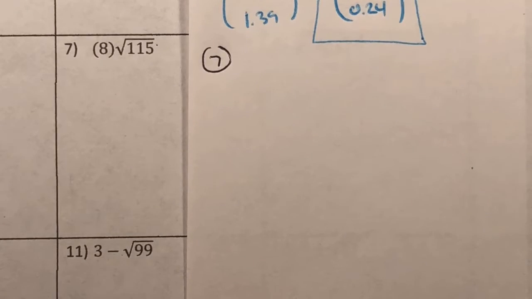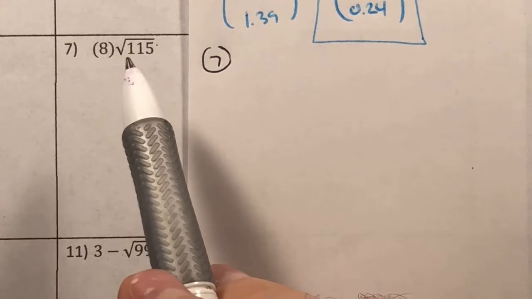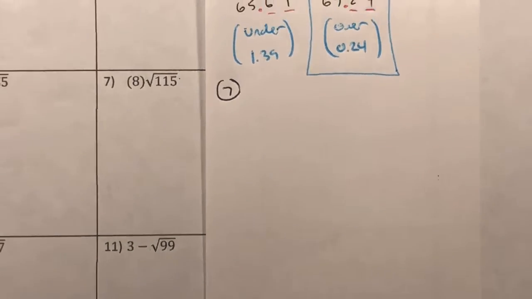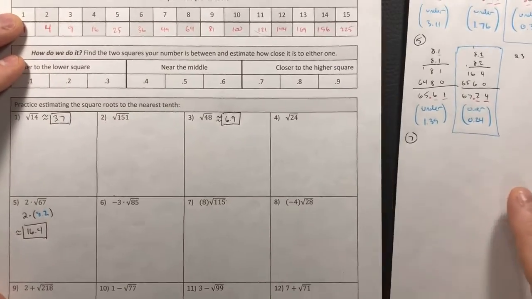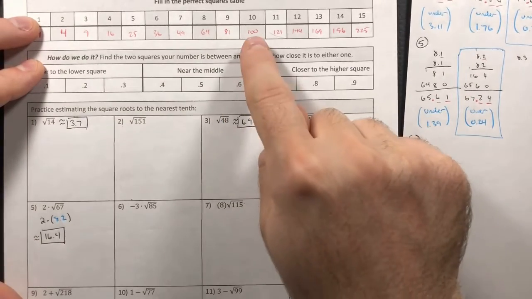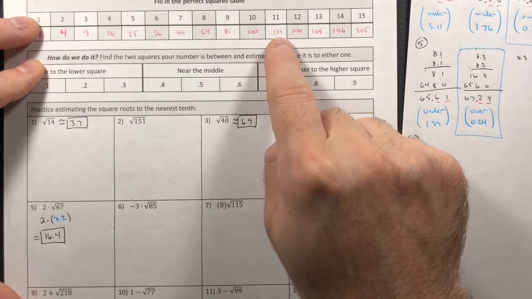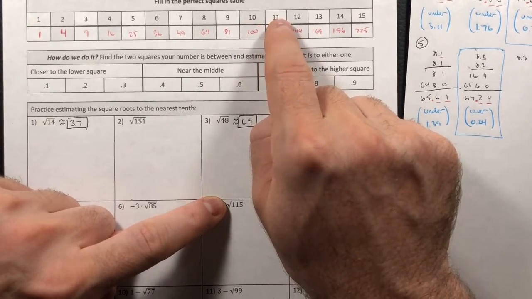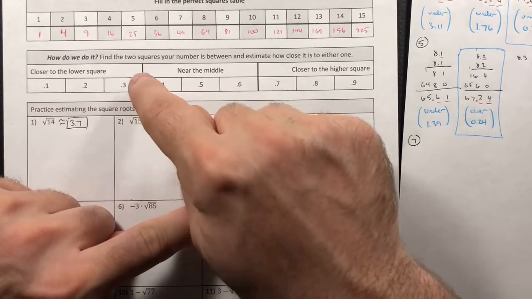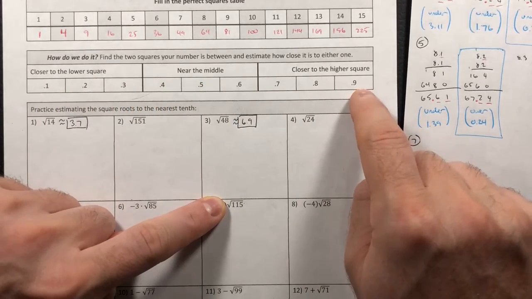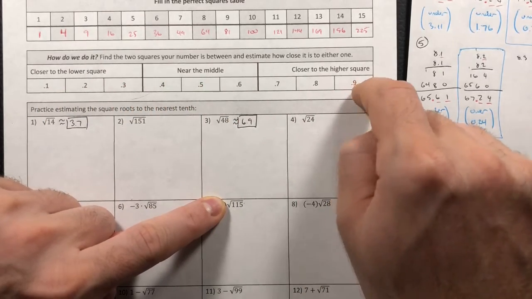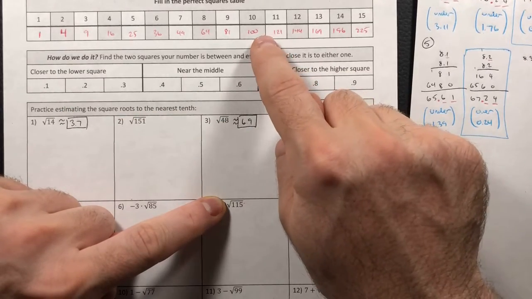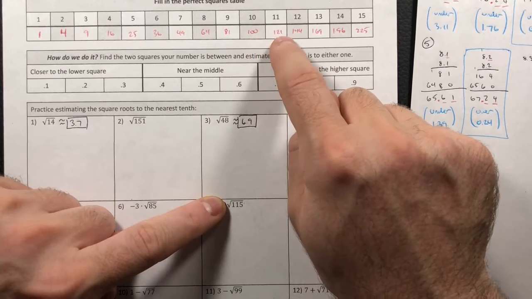Okay, so now that you've had a chance to try this one out, let's take a look. I'm trying to estimate the square root of 115, which we know if we take a look at our perfect square table, 115 is between 100 and 121. So I know that the square root of 115 is somewhere between 10 and 11. I don't know if it's 10.1, 2, 3, 4, 5, 6, 7, 8, or 10.9. So I'm going to reduce these guesses down to maybe 2 or 3. 115 is 15 away from 100 or 6 away from 121.